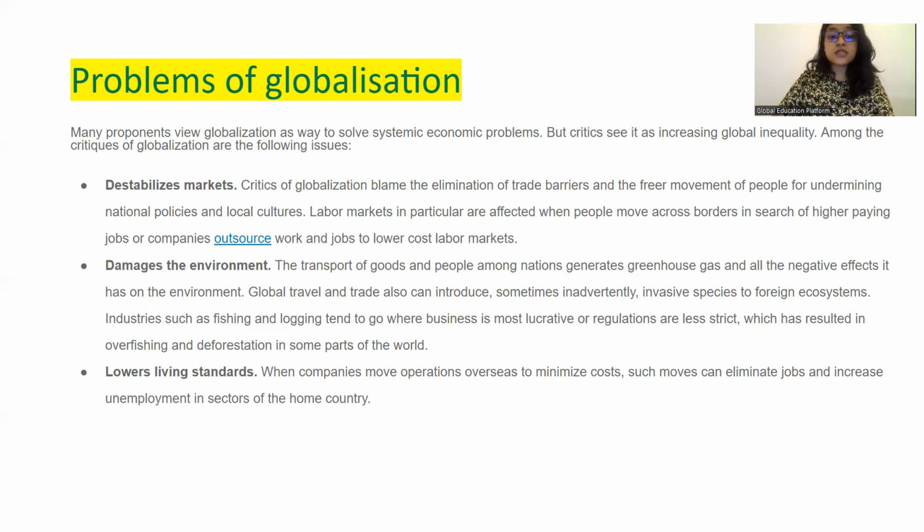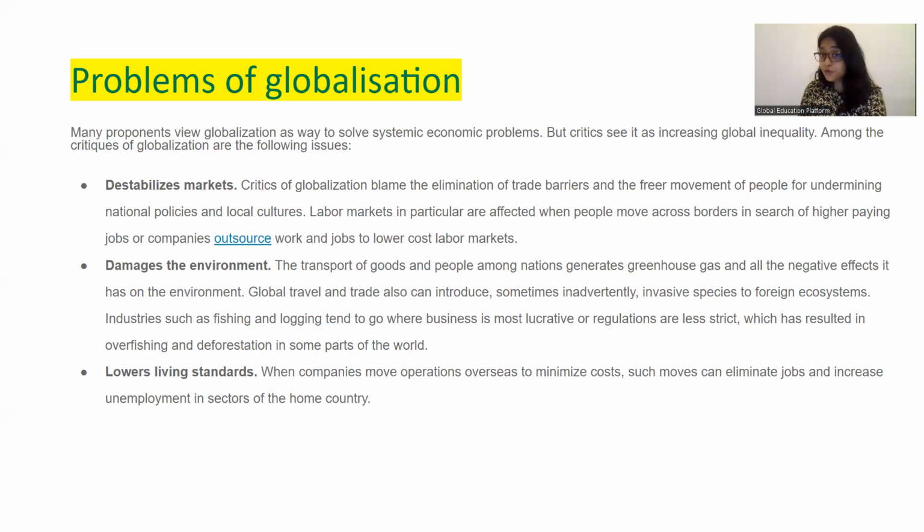Industries such as fishing and logging tend to go where business is most lucrative or regulations are less strict, which has resulted in overfishing and deforestation in some parts of the world. Right, so this is about the fishing trade they're talking about. Because of this, they can make use of certain areas and do overfishing, which is actually damaging the environment because there is not enough resources for it to reproduce, and there is a shortage taking place there. So there is a lot of damage caused as a result of globalization when it comes to the environmental impacts.